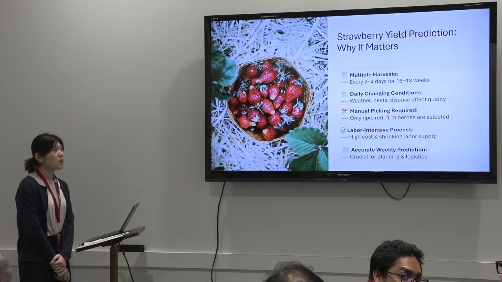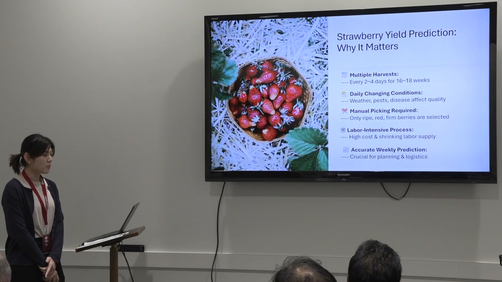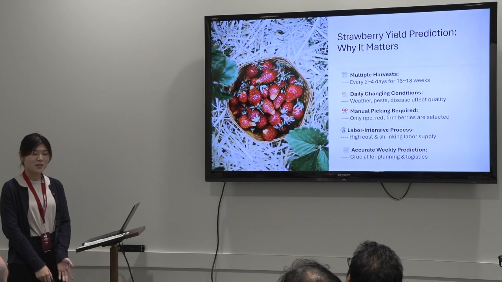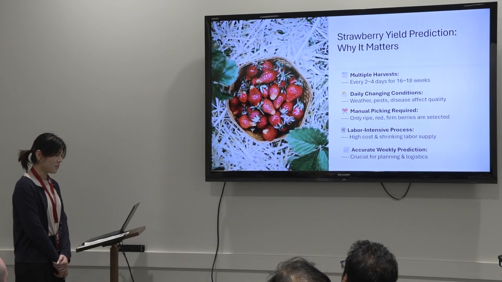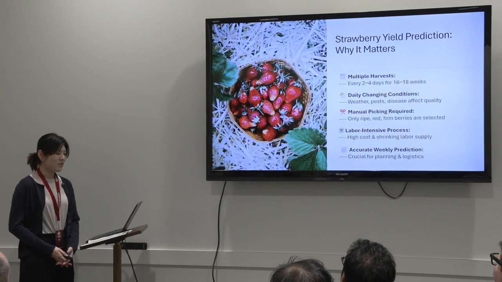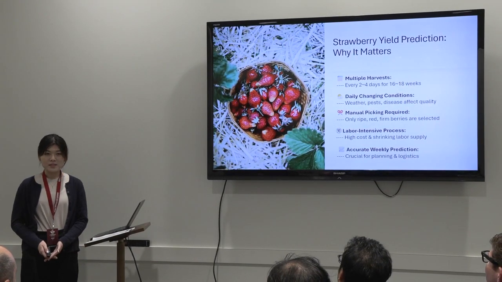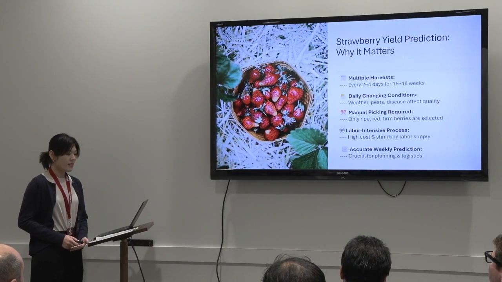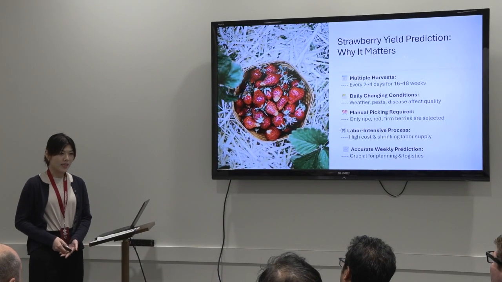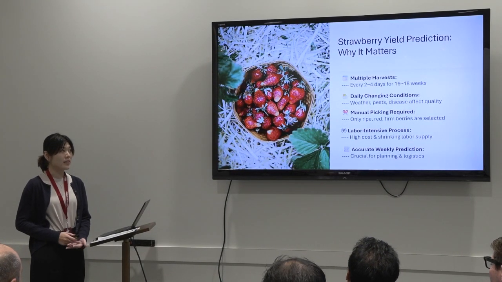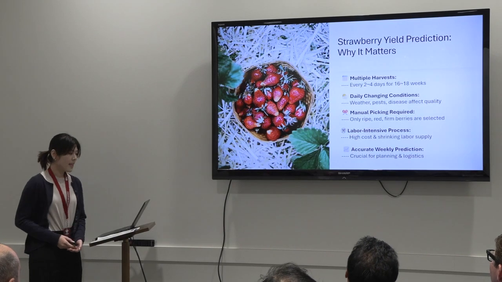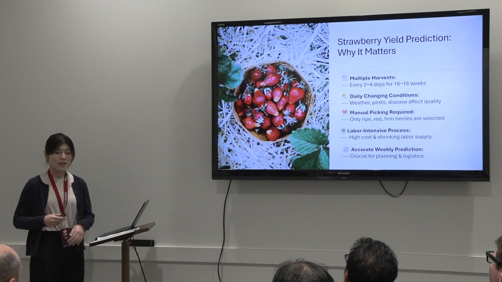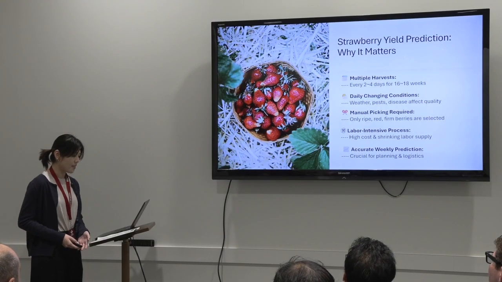Okay, so why are we doing strawberry yield prediction? As we all know, strawberry is very famous. It's almost everyone's favorite fruit. But we only have strawberries through the winter, and the harvest season really lasts for 16 to 18 weeks, almost 3 to 4 months, and it's harvested almost every week, because it's a weekly product.